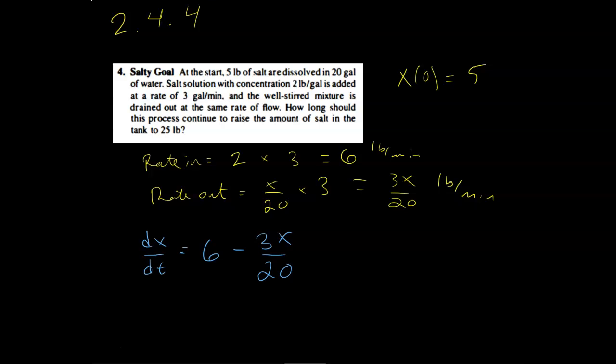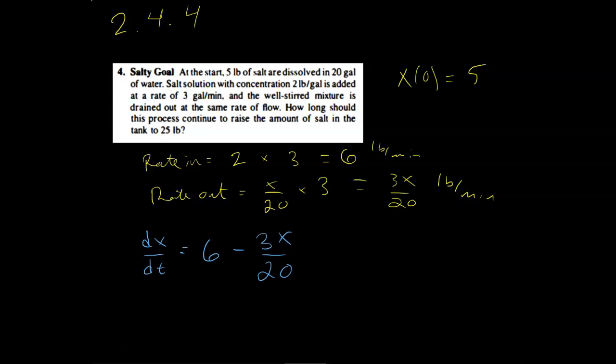So notice, what does this mean? Well, there is a negative here. But while this term, 3x over 20, is less than 6, which means x is less than whatever that needs to be, 40 or whatnot, then it is increasing. So let's find what we have.